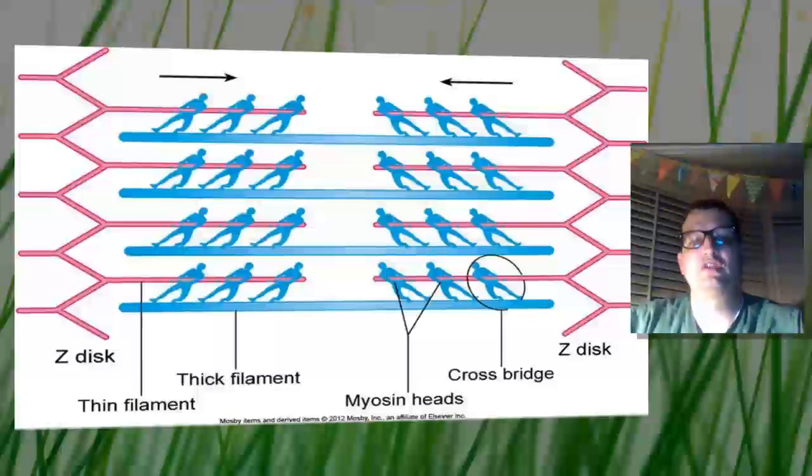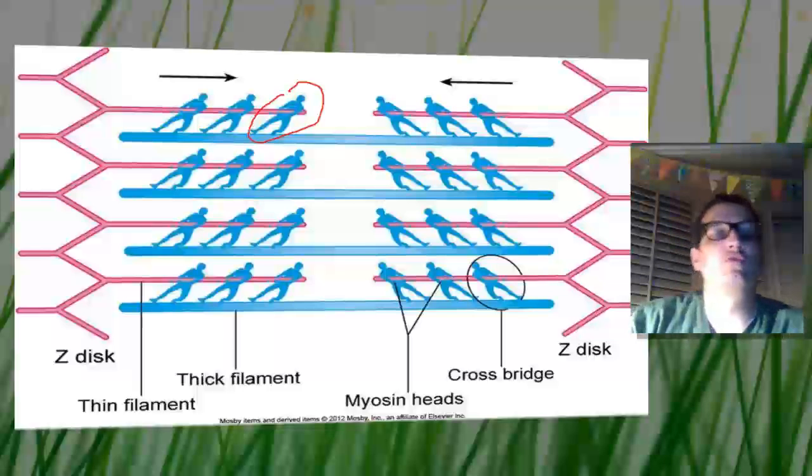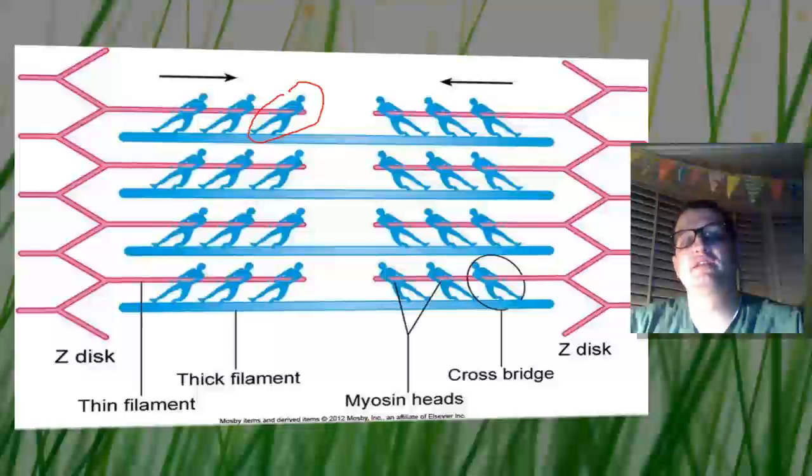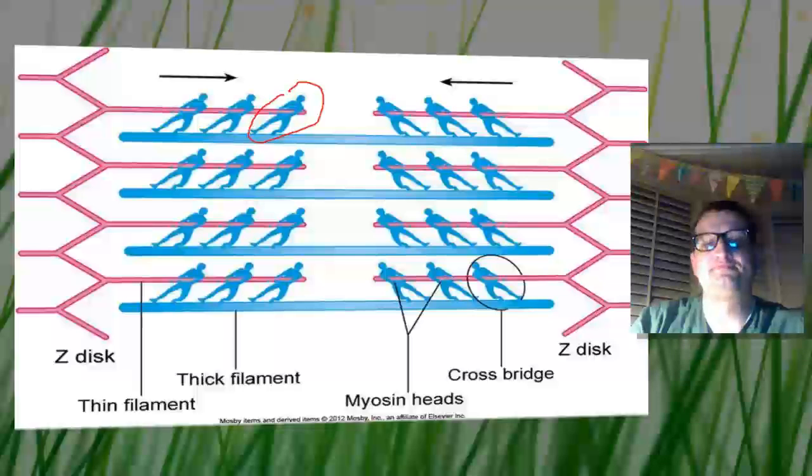This is another way of looking at it. Each one of these little guys here represents a myosin head. And so as they pull and then move forward on the rope here, which is the actin, they pull it again, and you can see that they're pulling from each side. So this is a nice example of what's going on.